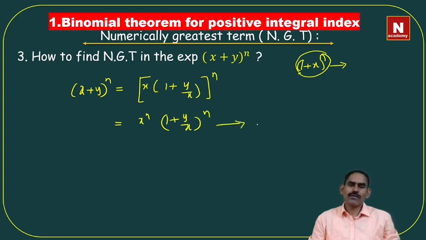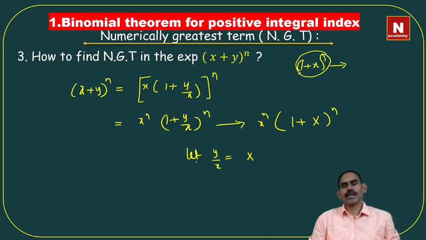Now this is in the form of x^n into (1 + X)^n. Here every term is multiplied with x^n, remember. Let y/x equal capital X, and after that we should find (n + 1)|X| / (|X| + 1) for the given values of x and y. They will give x and y in this question. So for that x and y, first find the capital X value and calculate this.